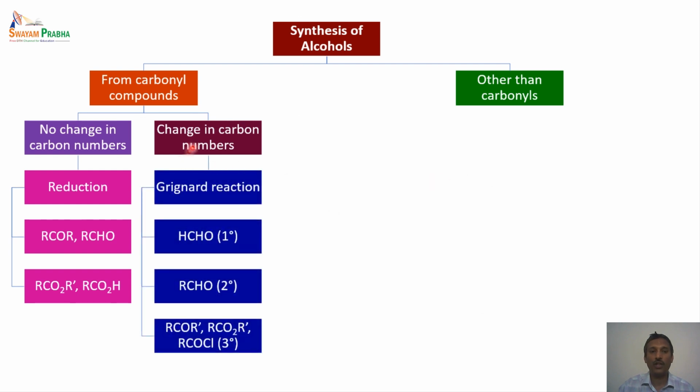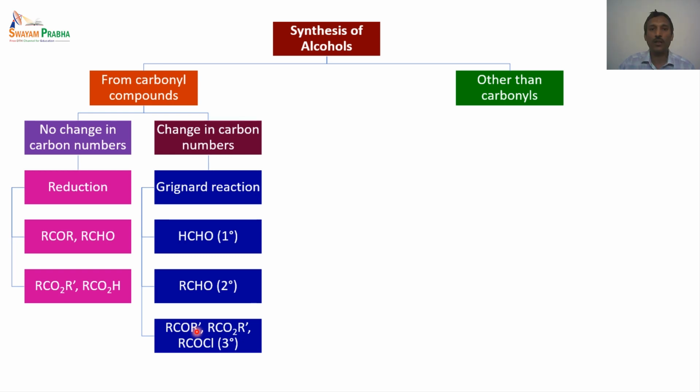Then let us look at the change in the number of carbon atoms from the carbonyl compound to the alcohol. The major reaction we will study here is the Grignard reaction. We have formaldehyde as one of the components, which gives primary alcohols, and the other starting material is any aldehyde, which gives secondary alcohols. We have esters, acid chlorides and ketones, which give tertiary alcohols. So these are the different carbonyl compounds which can be employed to synthesize alcohols using the Grignard reaction.